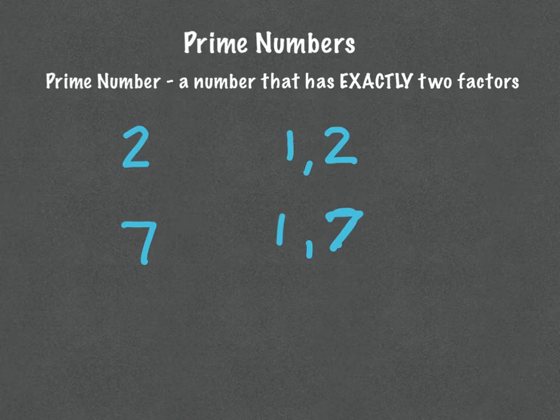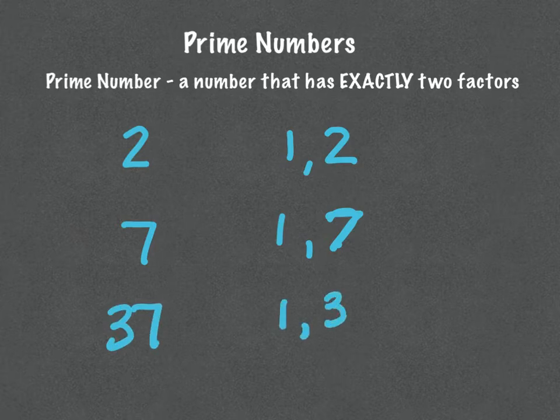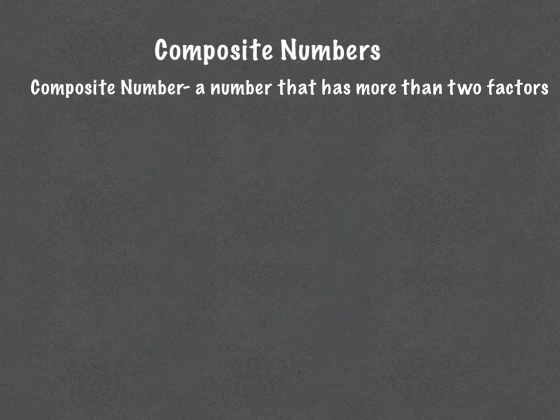Okay? So even if we get up to a larger number like 37, the only things that multiply together to get 37 are 1 and 37. Okay? So that's what a prime number is. A composite number is one that has more than two factors.